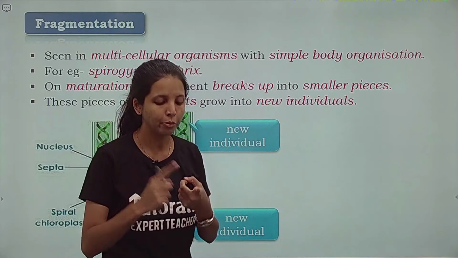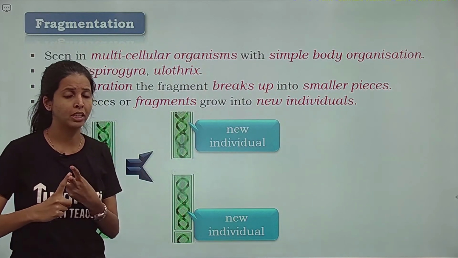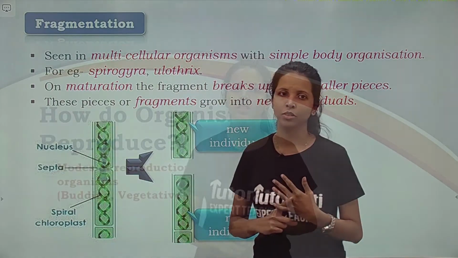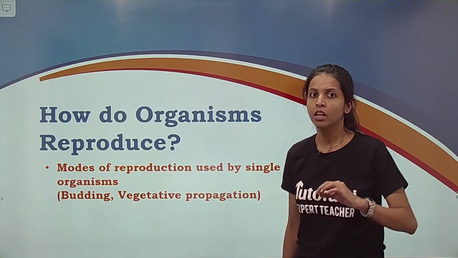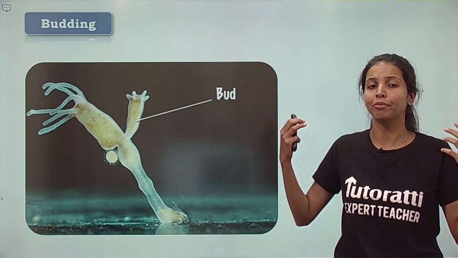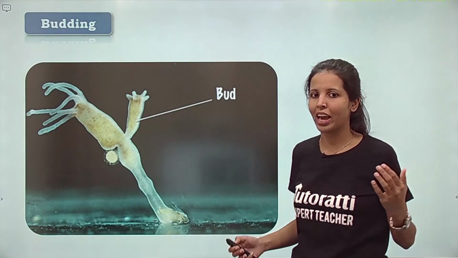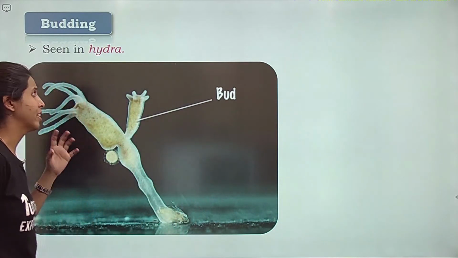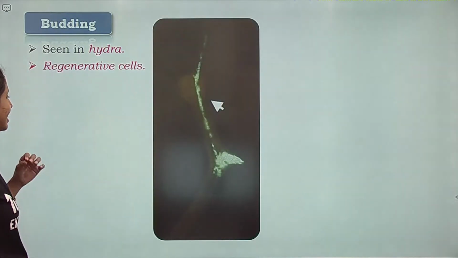So we learned about binary fission, we learned about multiple fission, we learned about budding, we learned about fragmentation. We learned about budding in unicellular organisms. Yes kids, now we are going to learn about the process of budding in multicellular organism. As you can rightly see that organism is hydra. Yes, budding in multicellular is seen in hydra.